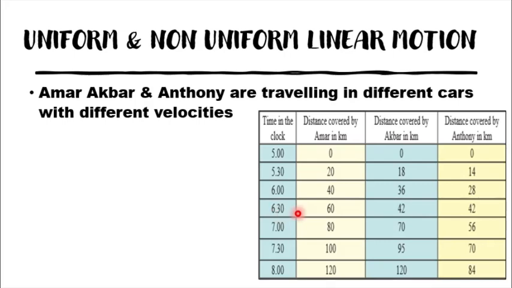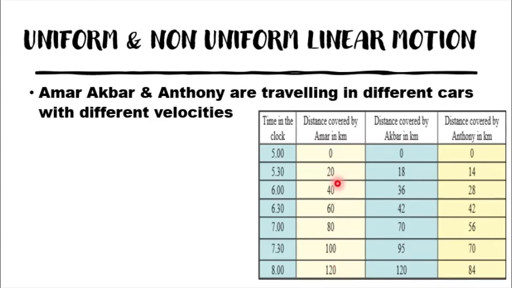At 6:30, Amar is at 60, Akbar at 42 and Anthony at 42. At 7, 80, 70 and 56. At 7:30, 100, 95 and 70. And at 8, 120, 120 and 84. Now, have you been able to understand anything from this table, children?